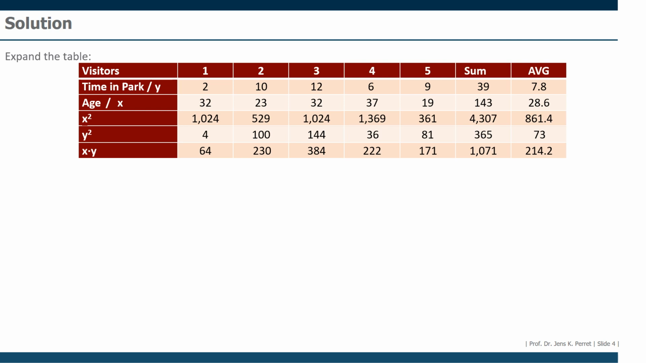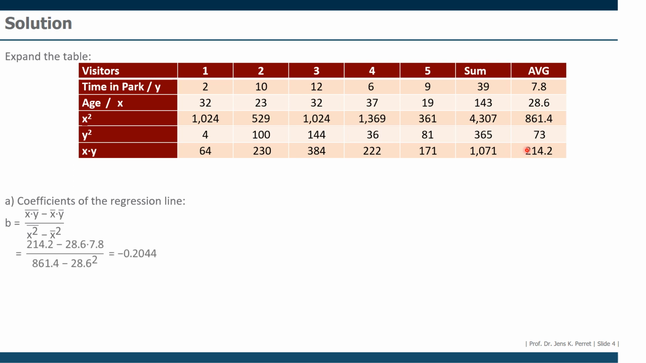I'm going to use the same table. And for the coefficients of the regression line, we're going first to start with the slope, and we're using this formula. This formula has first off here the average of X times Y. So for X times Y, we go back here to our average column. That's the 214.2, which we will put here. Then we have minus average of X times average of Y. So we're going to use those two.